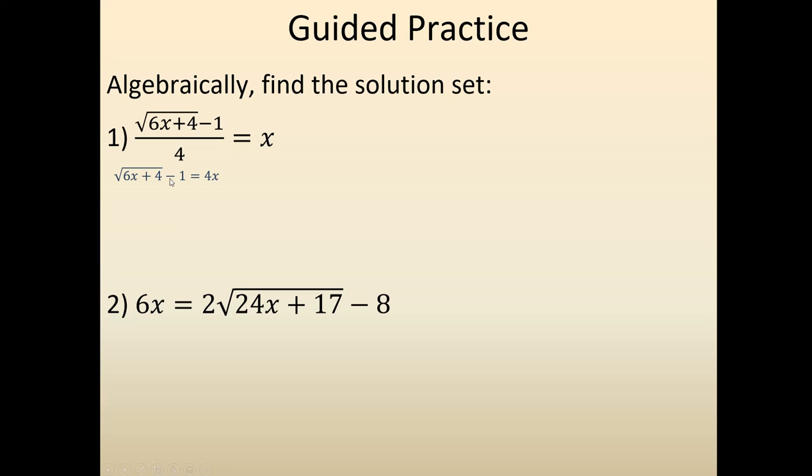Now what I can do is add 1 to both sides, and I get my radical 6x plus 4 equals 4x plus 1. Now I can square both sides, and I'm going to have to expand this term out. When I expand it out, it becomes 6x plus 4 equals 16x squared plus 8x plus 1. If you don't see that, you might have to do it by hand, but that's what ends up happening. Again, you double this and you distribute all the terms. Moving the 6x and the 4 over to here, we end up getting 16x squared plus 2x minus 3 equals 0.